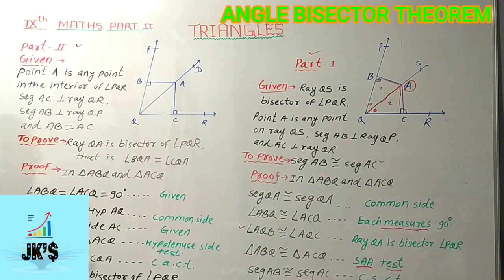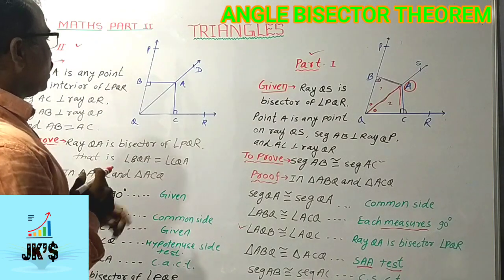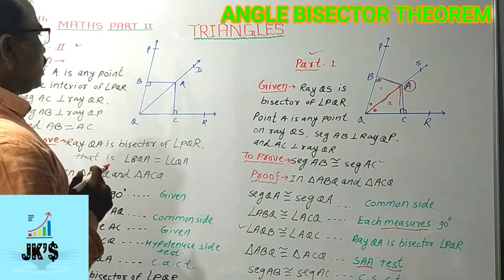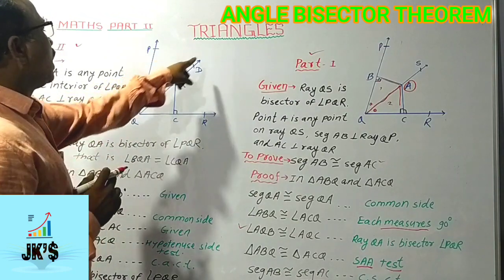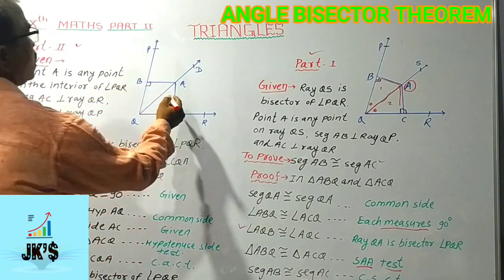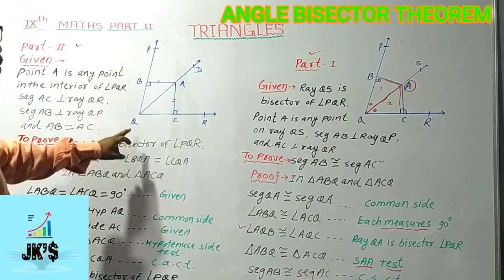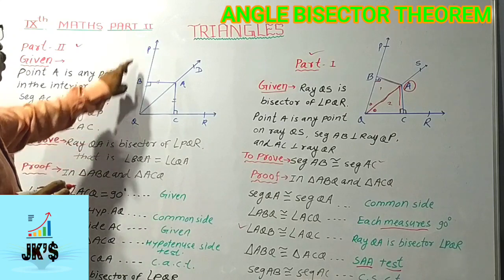Any point equidistant from the sides of the angle lies on the bisector of the angle. Any point in the interior of an angle that is equidistant from the sides of the angle lies on the bisector of the angle. Means here it is given that point A is at equidistance from side QR and side QP.